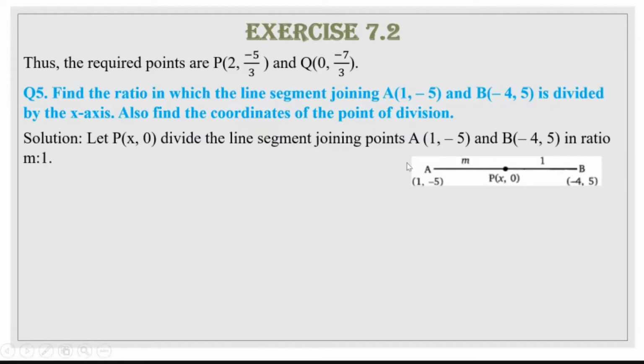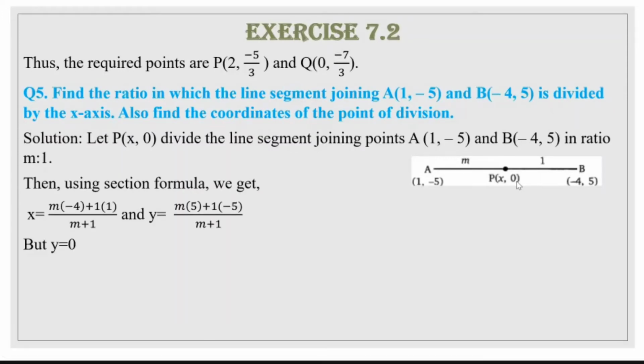Let us try to make the figure. I have point A given by (1, -5), B coordinates are (-4, 5), and I take the point P as (x, 0) and I take the ratio to be m is to 1. Now clearly I know this 0 is the ordinate, so I'll use (m1 y2 plus m2 y1) upon (m1 plus m2) is equal to y. That means I get (m into 5 plus 1 into -5) upon (m plus 1) will be equal to 0. Putting y equal to 0, I find that m comes out to be 1.